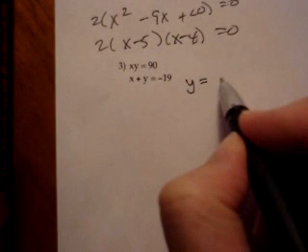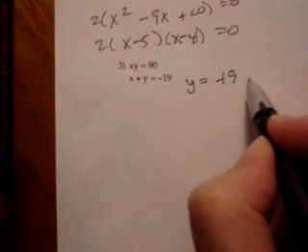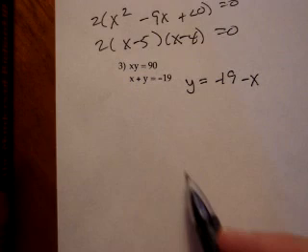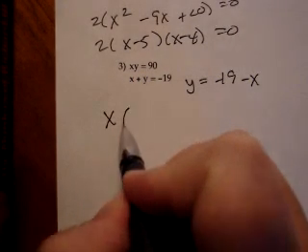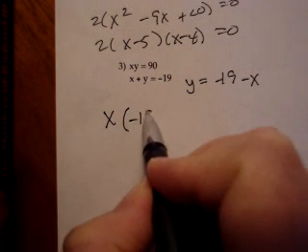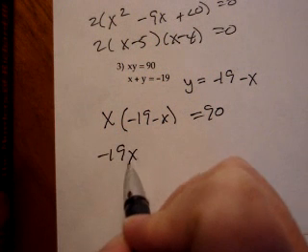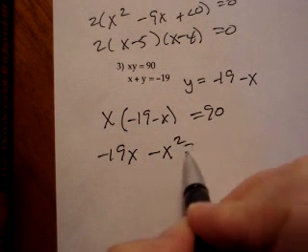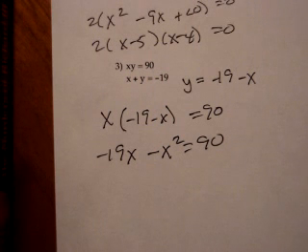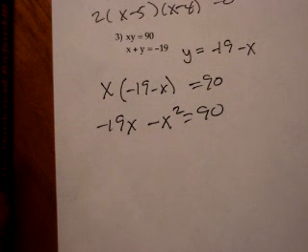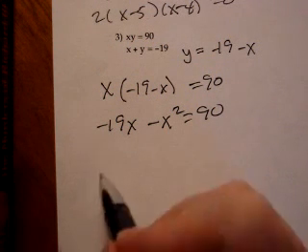I'm going to solve for y, just because that seems to be what I always do. So y is equal to negative 19 minus x. And now let's substitute it. x times, instead of y, I put negative 19 minus x equals 90. Negative 19x minus x squared equals 90. Okay. Let's set this equal to 0. But I don't want any negative leading coefficients.